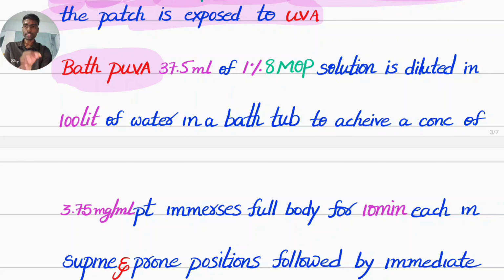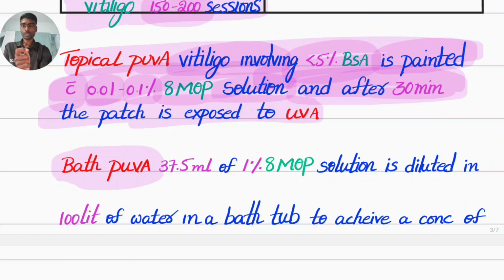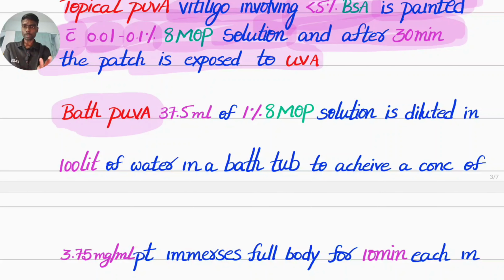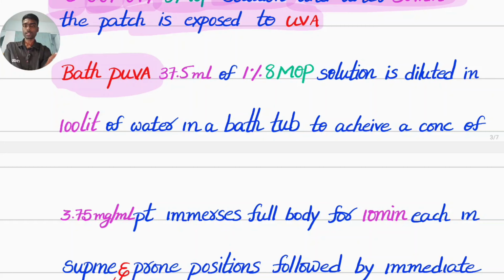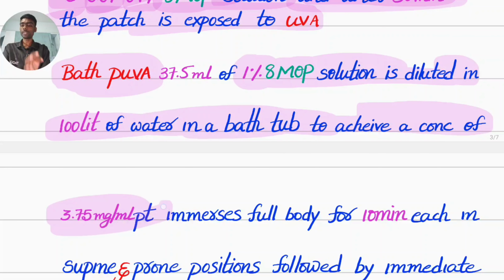But in books, they didn't mention topical PUVA sol. They just mentioned topical PUVA. So as of now, UVA chamber. Then bath PUVA. 8-methoxypsoralen solution, 1%, will be diluted in 100 liters of water in a bathtub to achieve a concentration of 3.75 milligram per ml.